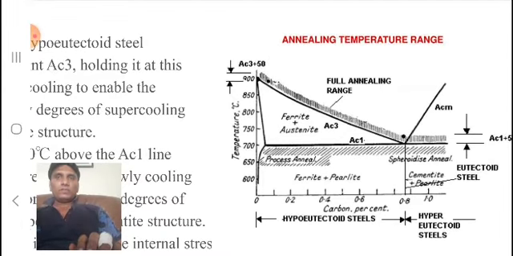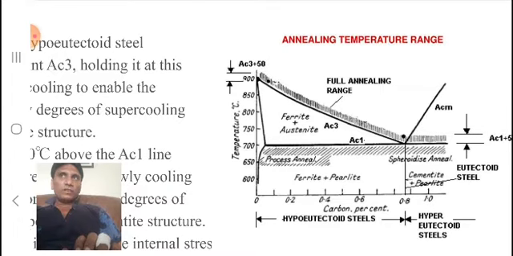In the annealing process, hypoeutectoid steels are heated above the A3 line, but hypereutectoid steels are heated only above the A1 line. The reason behind this is there is a chance of forming proeutectoid cementite during the cooling of hypereutectoid steels, because if we heat the steel above the ACM line, it has to cross it while cooling. Whatever austenite is present in the steel remains as it is.